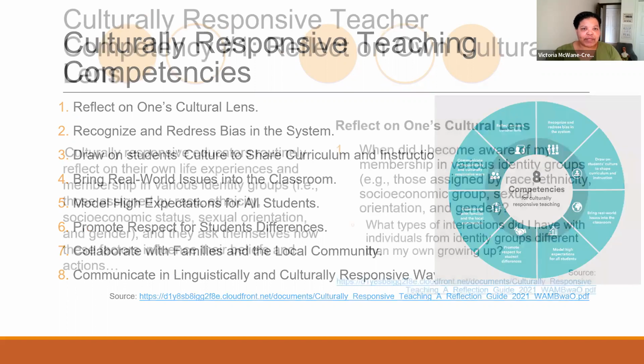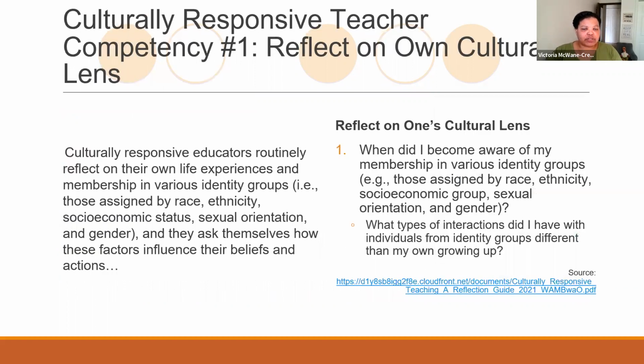So what is going to happen is we're going to put you into these 8 rooms. If you are in group 1, in breakout room 1, you are going to be looking at competency 1. If you are in breakout room 2, you're going to be looking at competency 2, and so on. And I want you to take a few moments and review the competency that you're assigned.